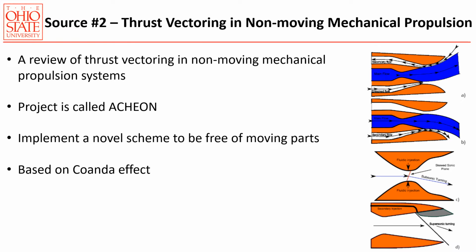In opposition to source number 1, which looked at mechanically moving propulsion systems, source number 2 is a journal article on thrust vectoring in non-moving mechanical propulsion. This article was a review of thrust vectoring in many different configurations of non-moving mechanical propulsion systems. It is a product of a project called ACHION, which stands for Aerial Coanda High Efficiency Orienting Jet Nozzle, which looks to implement a novel scheme to be free of moving parts. And all of these designs are based on the Coanda effect.